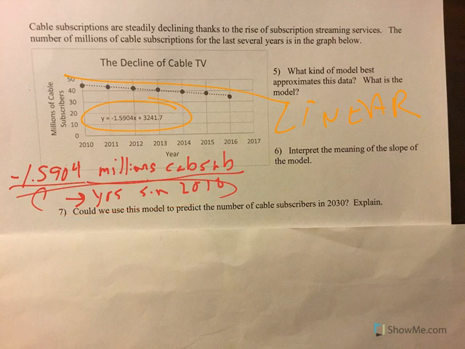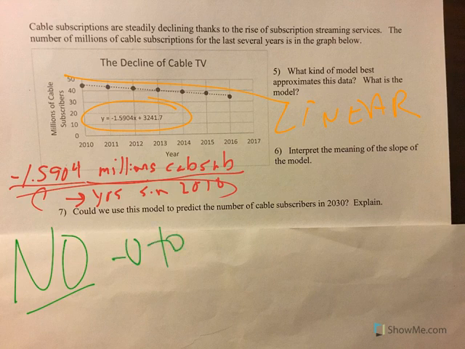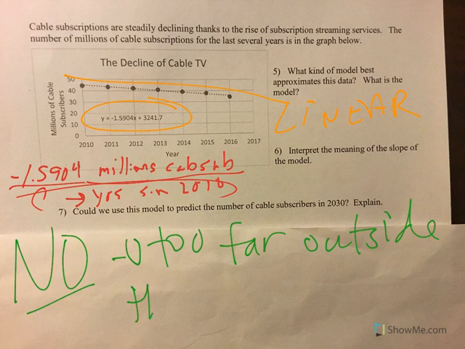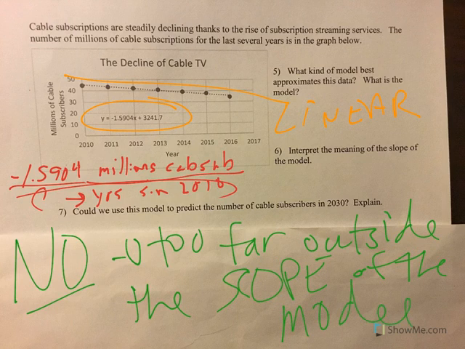Could we use this to predict the number of cable subscribers in 2030? No, that is too far outside the scope of the model. Too many things could happen between 2017 and 2030. Way too many things. And therefore, it's too far outside the scope to use it.